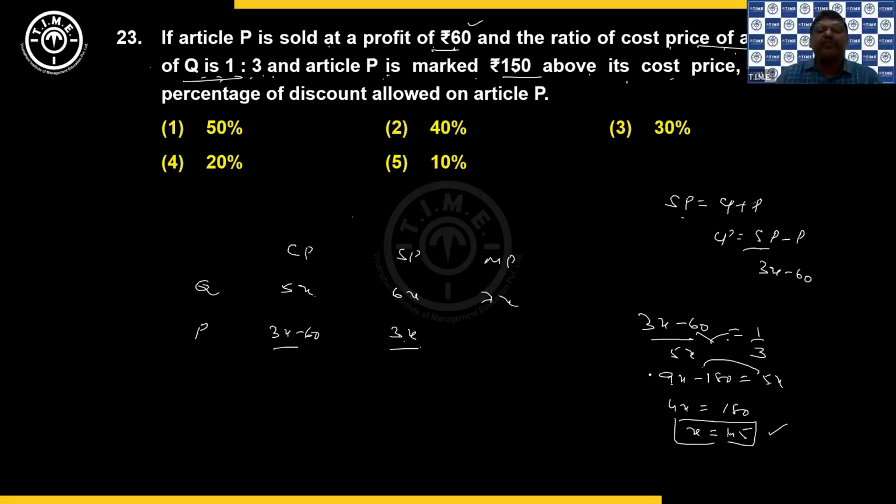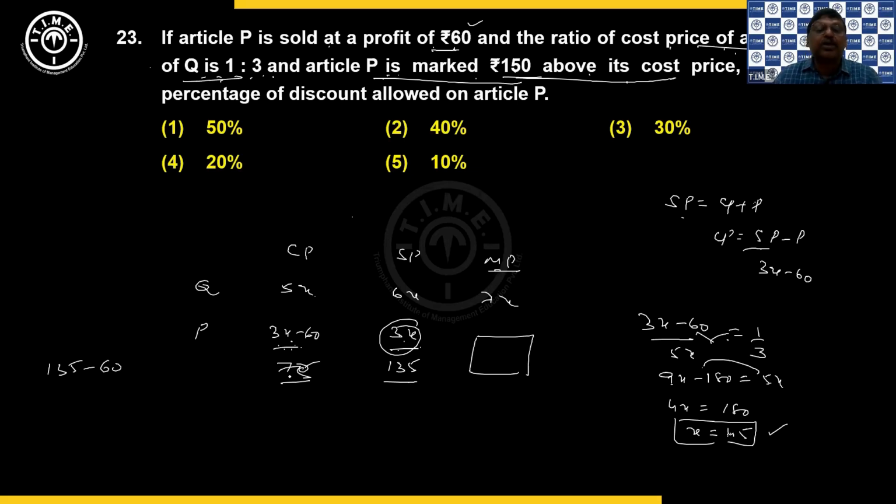In this question, x is equal to 45 means, students, 3 times 45 is 135, right? And here, 135 minus 60 is 75. So selling price 3x is 135, minus 60 will be 75. Cost price is 75. Selling price is 135. But what about market price, students? Market price of P is 150 above the cost price. 150 above 75 means it is 225. 75 plus 150, 225 is the market price.